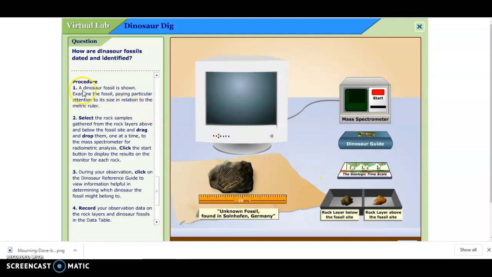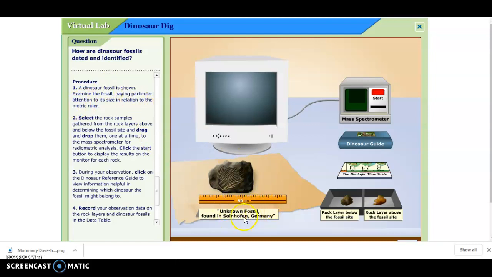So what you do is you examine the fossil. Here's the fossil right here. And you use the ruler to estimate the size, right? So from here to here is 50 centimeters. And if you look, it takes up about half of that, right? If you were to move that over. So it's about 25 centimeters, 25, 30 centimeters.